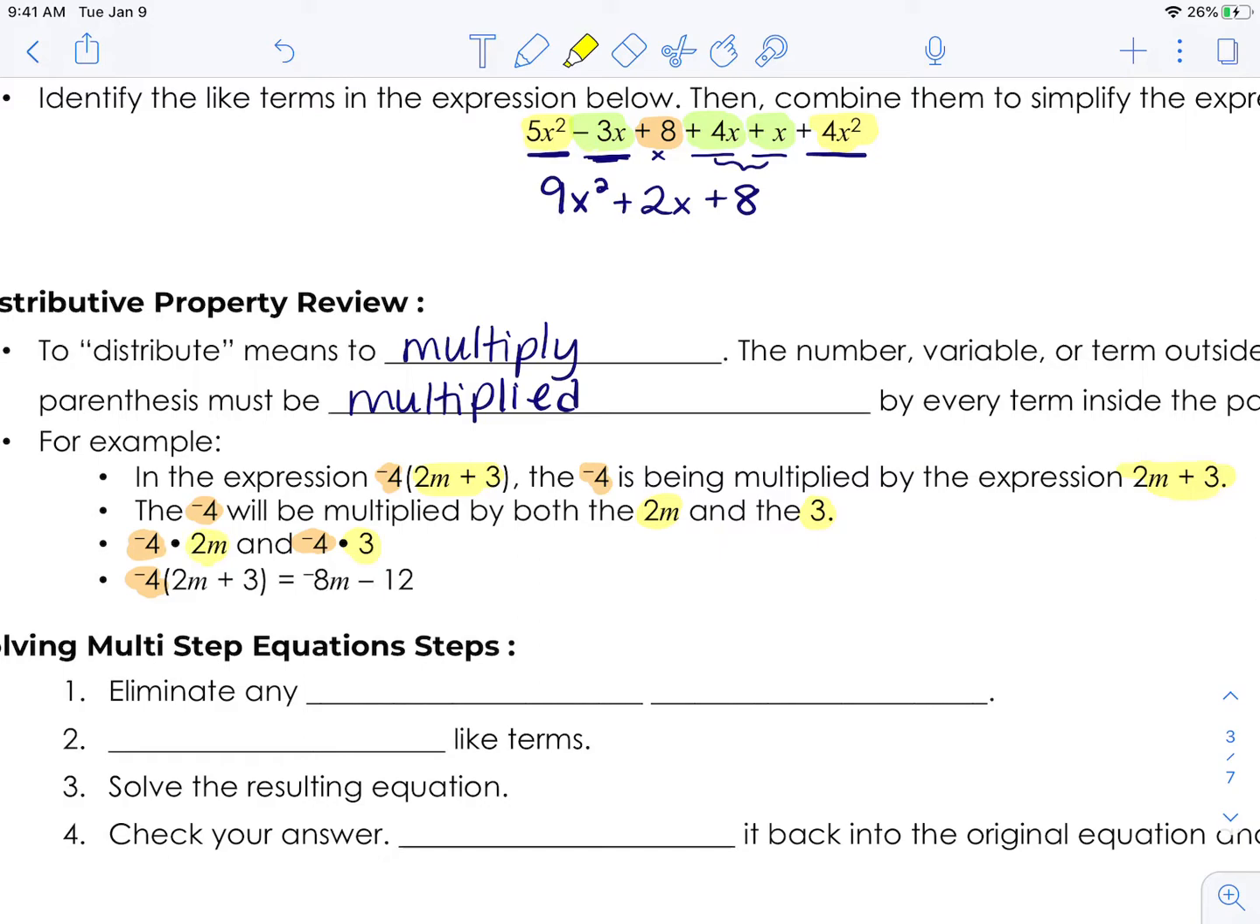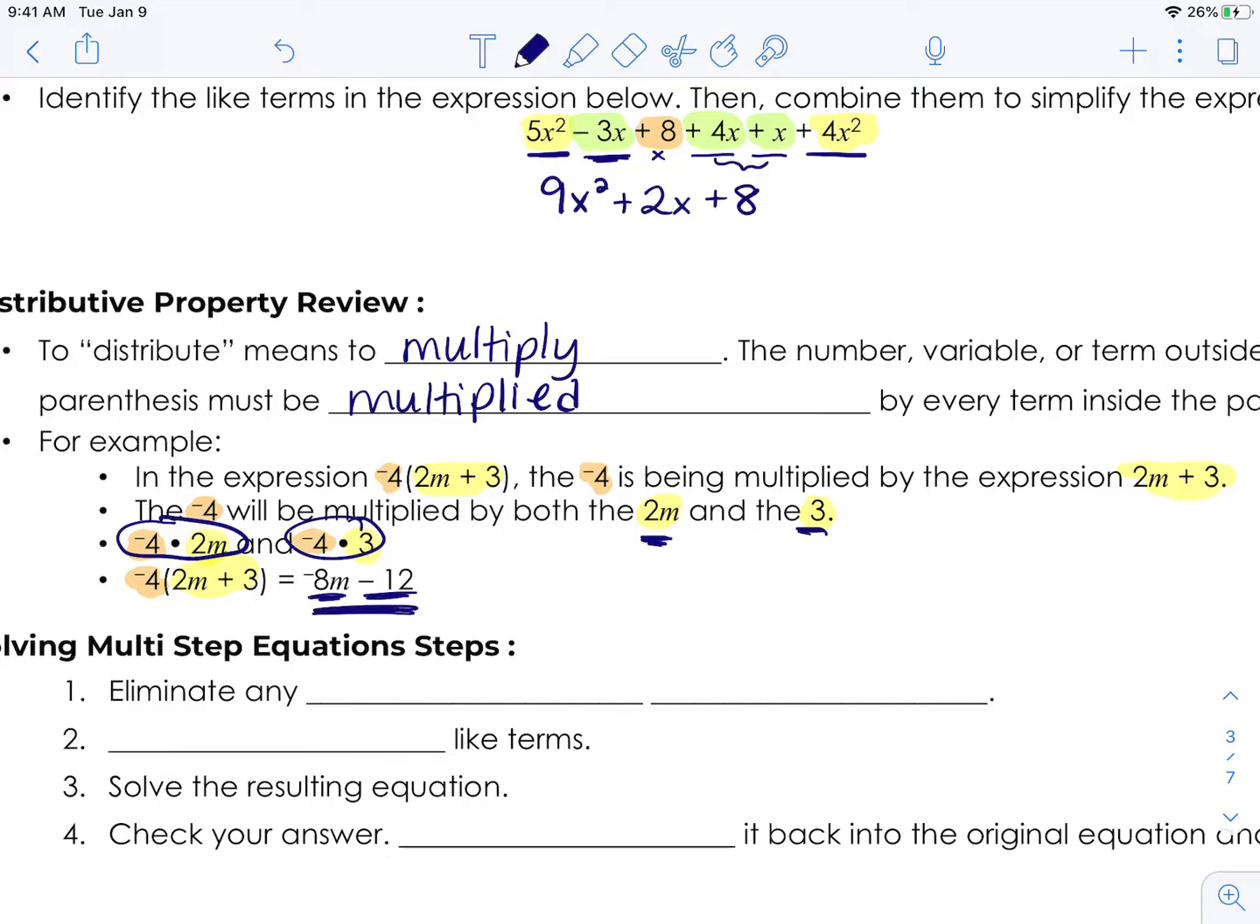and then I'll discuss it a little bit more. So the negative 4 is multiplied by the 2m, which is right here, and the negative 4 is also multiplied by the 3, which is right here. So when you simplify that, negative 4 times 2m, you get negative 8m, and then negative 4 times 3 is negative 12. So the simplified version of negative 4 times the sum of 2m and 3 is negative 8m minus 12.